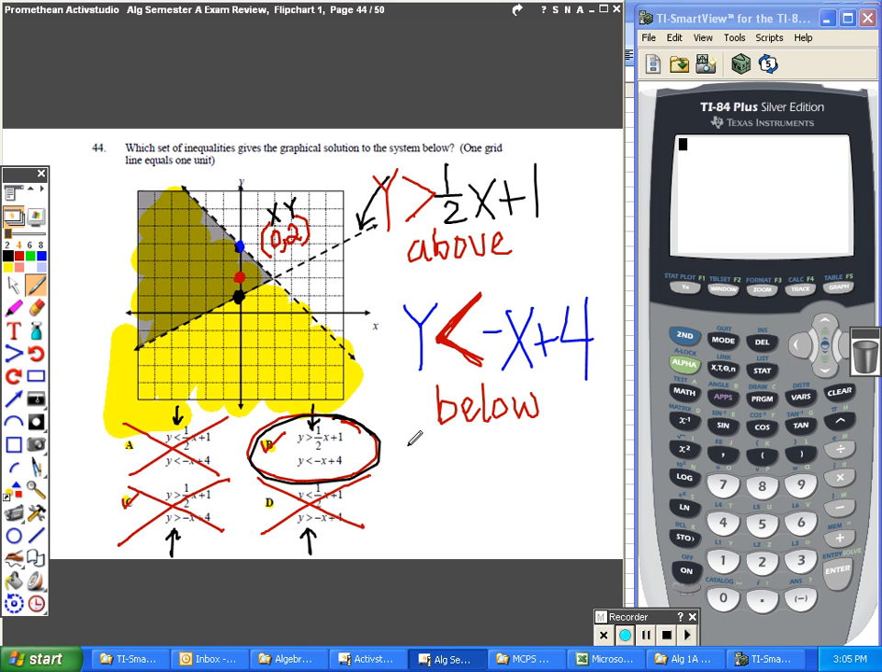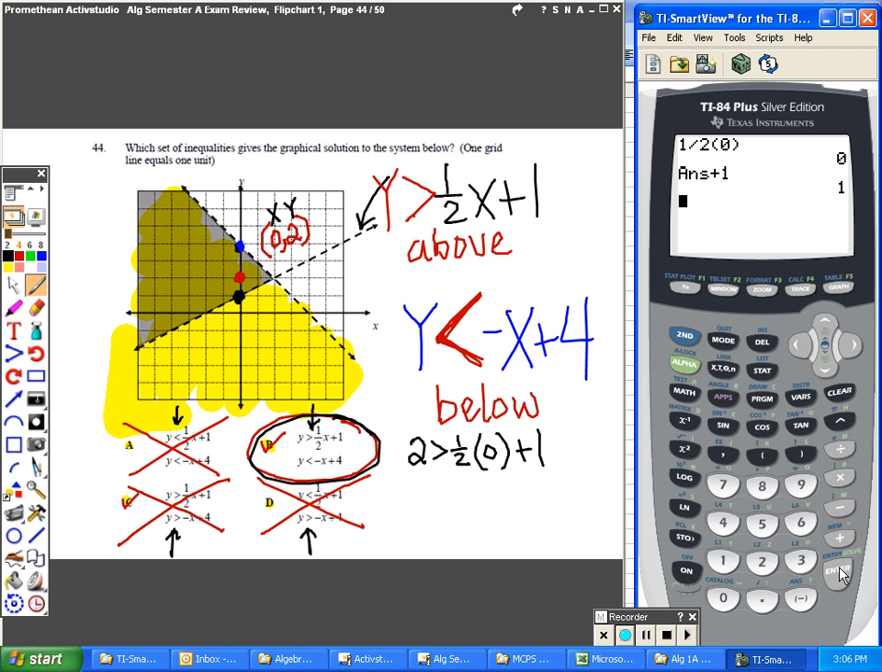If I were to do the y value as a 2 is greater than 1/2 times 0 plus 1. Would that be a true statement? Well, let's see. 1/2 of 0 plus 1 is 1. Is 2 greater than 1? Well, yes, that's true. So the first one's right.